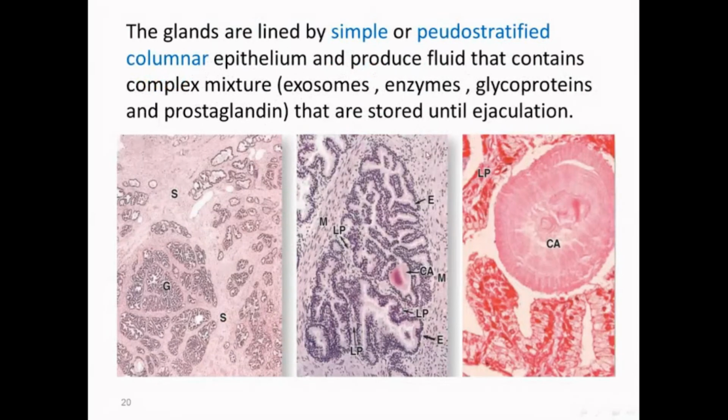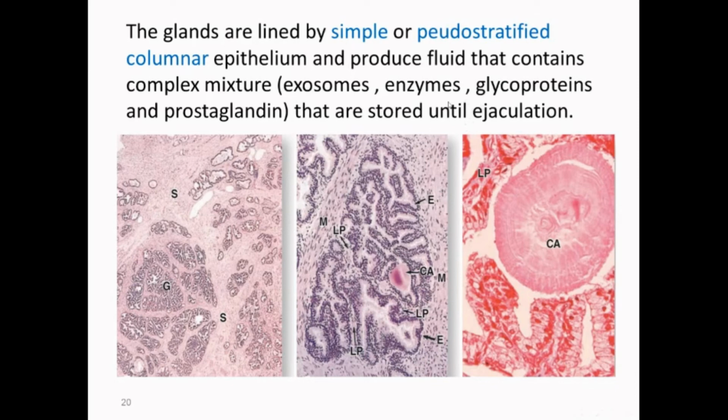The lining epithelium of the prostatic gland is simple or pseudostratified columnar epithelium, and it also produces a fluid that contains a mixture of contents: enzymes, glycoproteins, and prostaglandins. These are stored until the time of ejaculation.